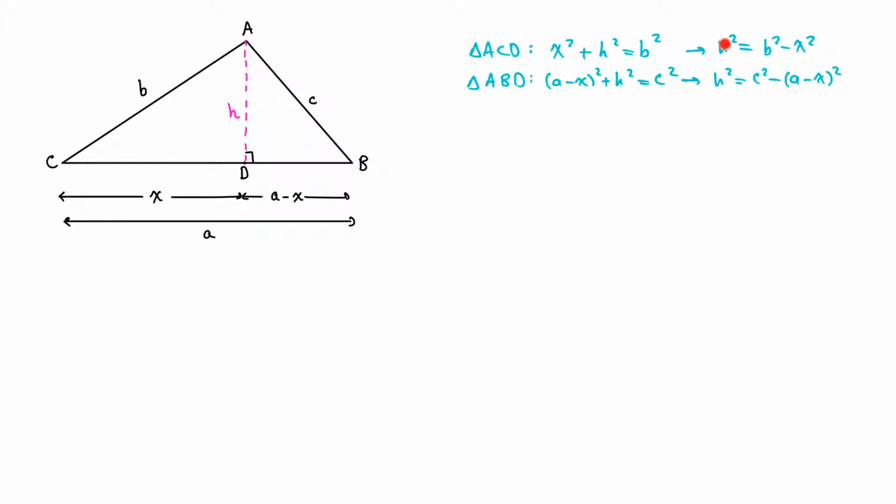Once we've done this, we know that h squared is equal to this and h squared is equal to this, so we can substitute this equation into this equation. By doing that, we get b squared minus x squared is equal to c squared minus a minus x all squared. Now we can expand the right-hand side, and we get c squared minus a squared minus 2ax plus x squared. Our next step is to distribute the negative.